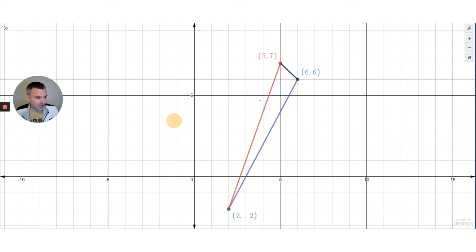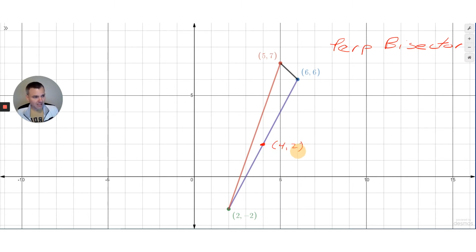So if we look at this triangle, we've got a line that connects (2, -2) and (6, 6). The first thing we need to do is find its perpendicular bisector. There are 2 parts to that. First, we have to find its bisector, so we have to find the average of (6, 6) and (2, -2). 6 plus 2 divided by 2 is 4. The average of those points would be (4, 2).